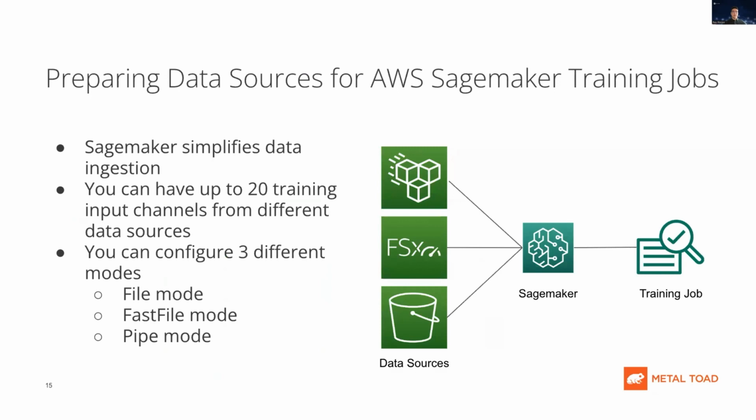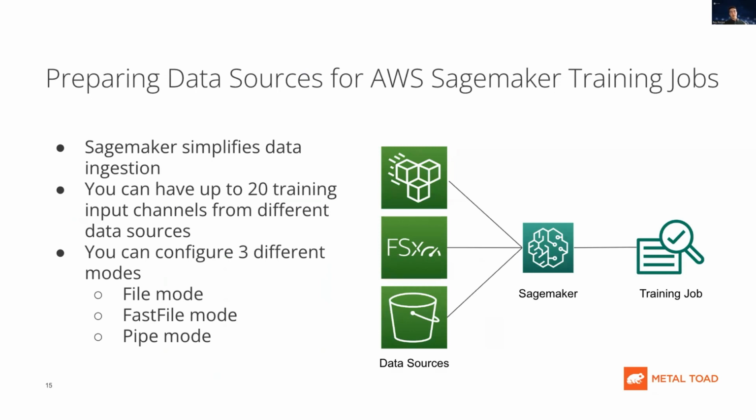Once you've used ETL jobs to load your data to a target S3 resource, you can easily integrate S3, Amazon FSx for Lustre, or Amazon EFS as data input channels for your SageMaker training jobs. So you can configure up to 20 different training input channels from different data sources for a single training job. And you can configure 3 different modes for these channels.